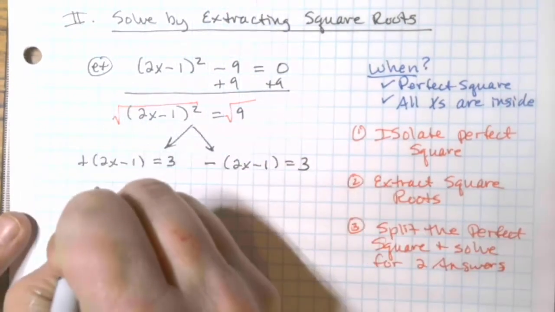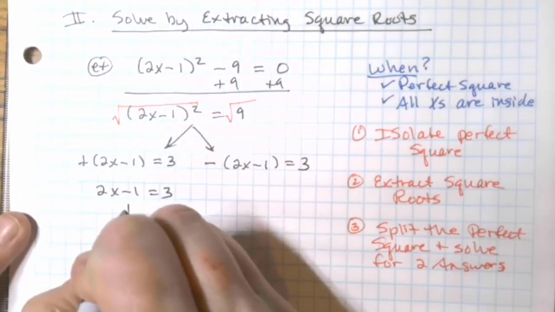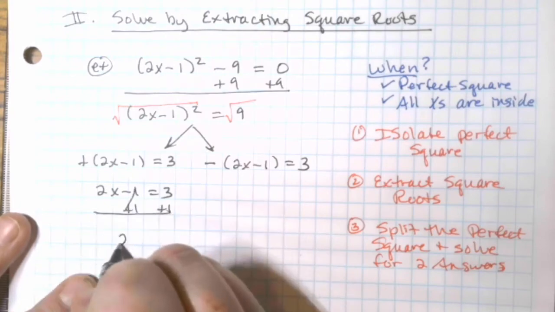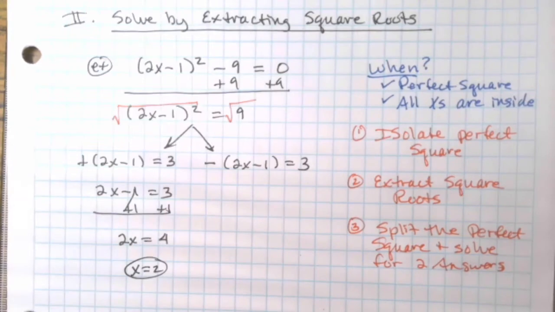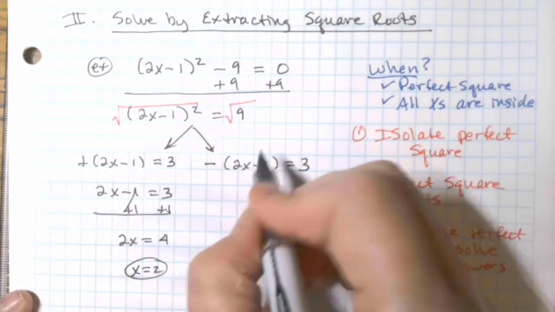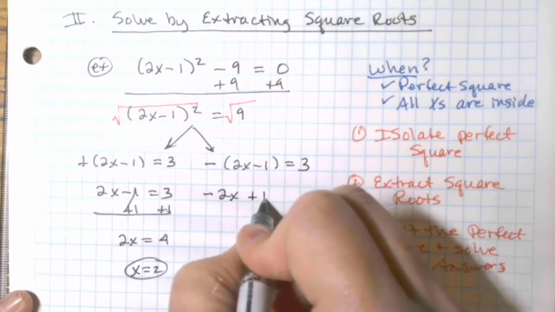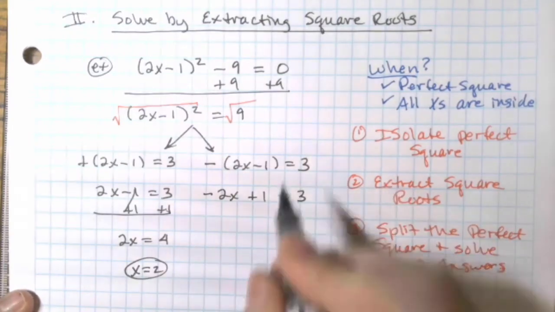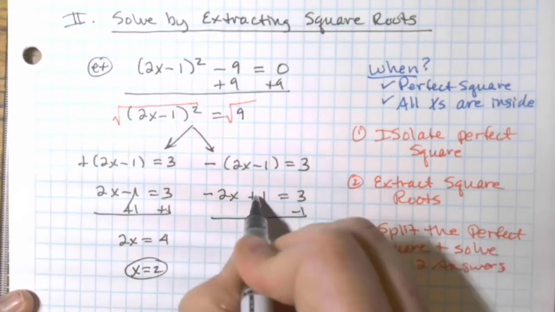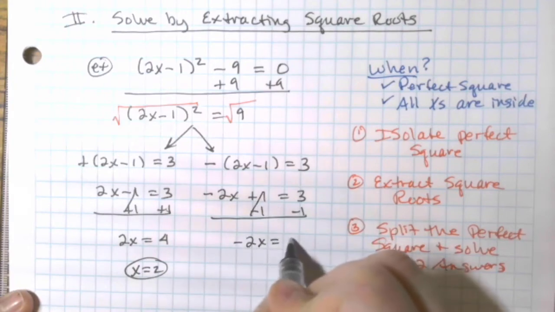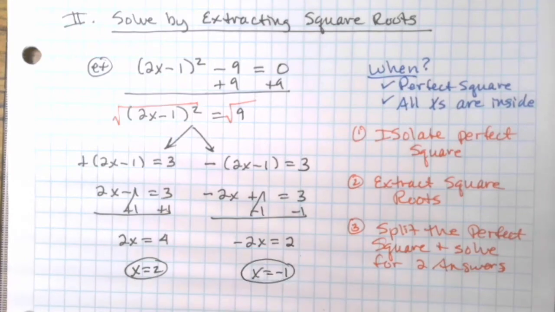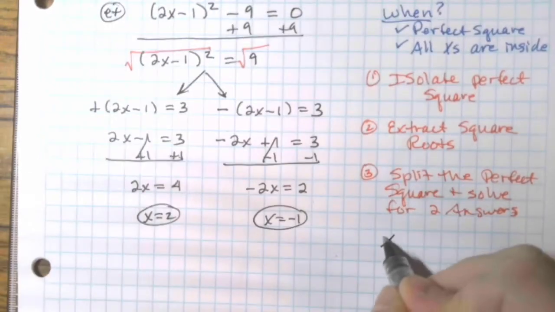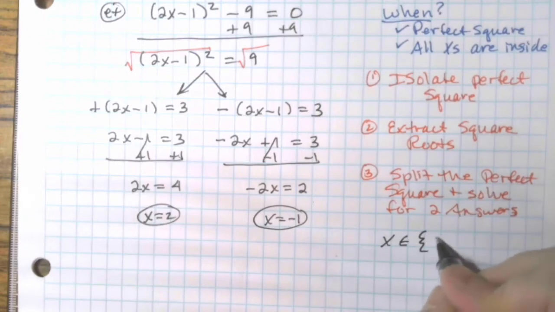When you distribute a positive, nothing changes. So we're going to add 1 over there. We get 2x equals 4. So x equals 2 is one of our answers. On the right, distribute the negative. You get negative 2x plus 1 equals 3. Subtract the 1 over to the right-hand side, so negative 2x equals 2. So x must be negative 1. So for both of our answers, x is an element of the set containing 2 and negative 1.